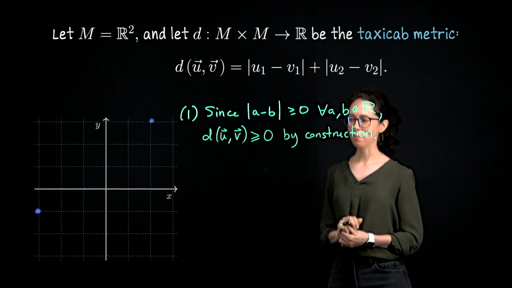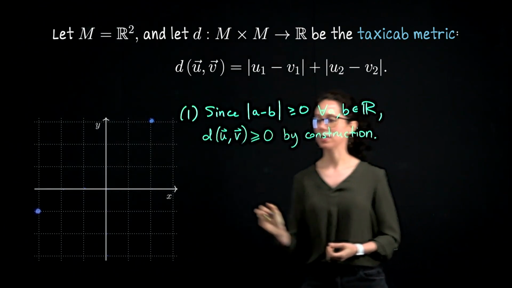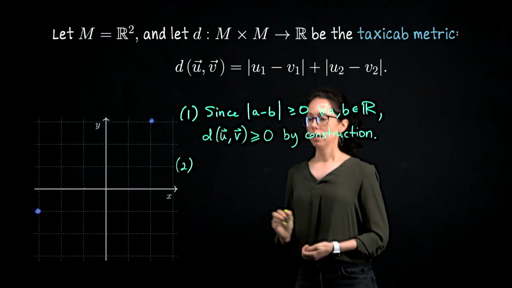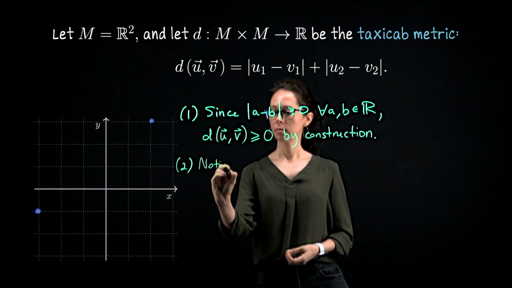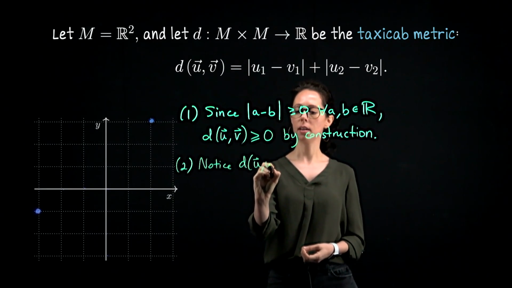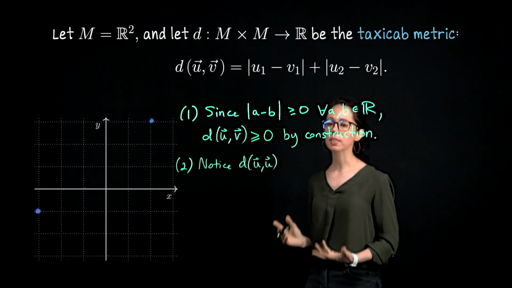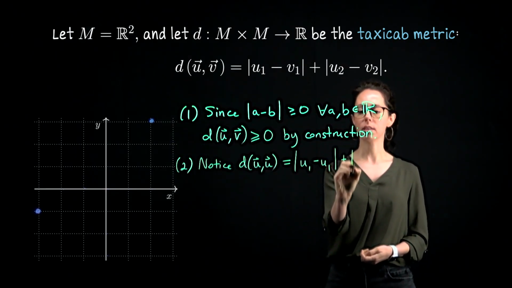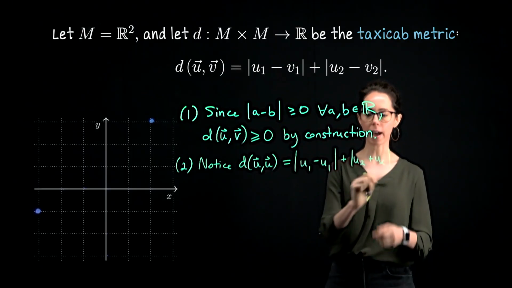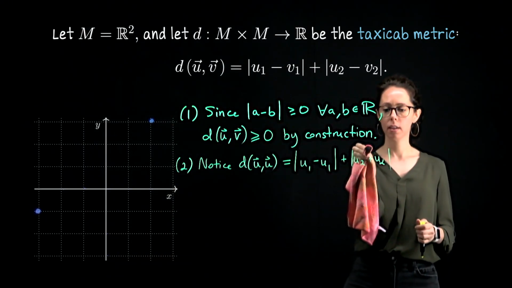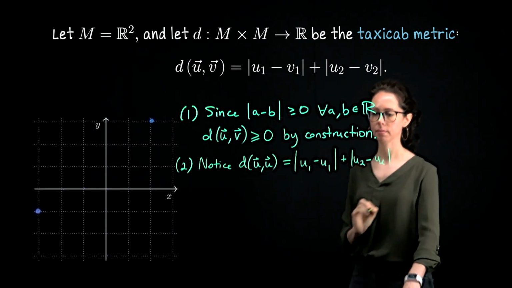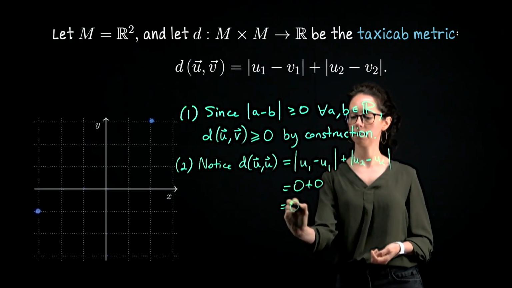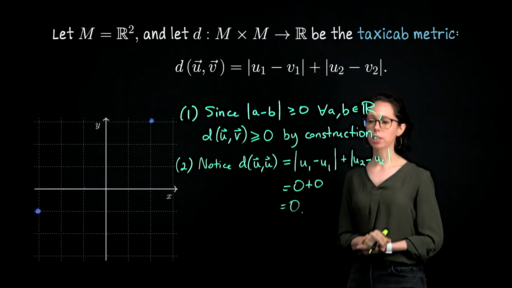Non-degeneracy, which I did not describe very well a minute ago, is an if and only if statement. Let's see if we can write it more clearly than I said it out loud. Notice the distance from any point, which I'm going to describe as this vector u, back to itself is the absolute value of u1 minus u1 plus the absolute value of u2 minus u2. Sorry, that should be a plus. Which is 0 plus 0, which is 0. That's one direction of non-degeneracy.